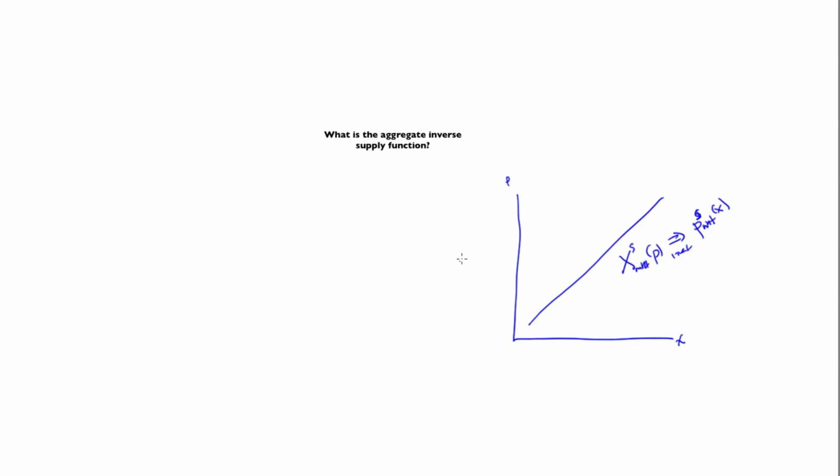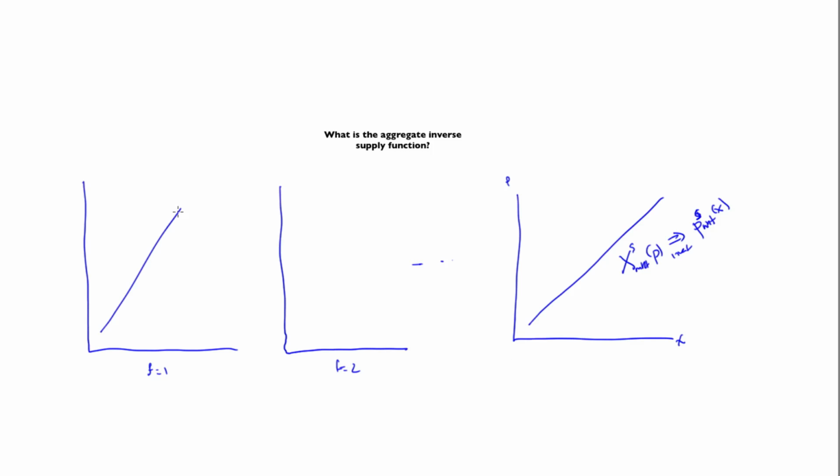And to do it, it's going to be useful, as before, to remind ourselves that this aggregate supply function was built by adding individual supplies, let's say for firm equals 1, firm equals 2, etc. And let's say that the individual ones, for example, may have looked like this. Now, the key thing to remember is that at any price P, the aggregate supply is the sum, so X^S of the market at P is the sum of the individual firms' supplies.